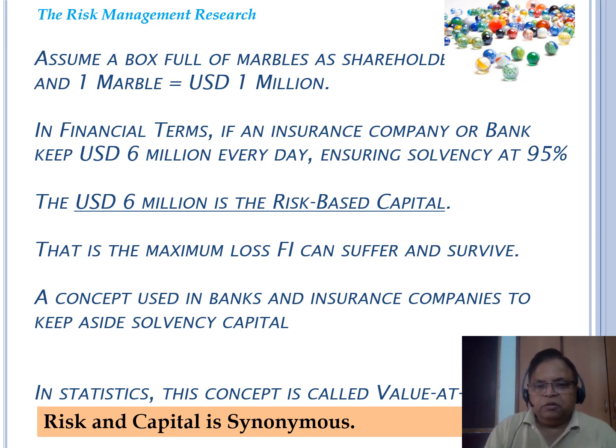Actually, this concept is coming from the value at risk in statistical terms. If we look at the value at risk definition, what it says is that it is the maximum amount of loss at a certain level of confidence percentage. That is, how much maximum loss a financial institution can suffer, given that there is a 99% safety. In another term, I would say that capital and risk become synonymous.